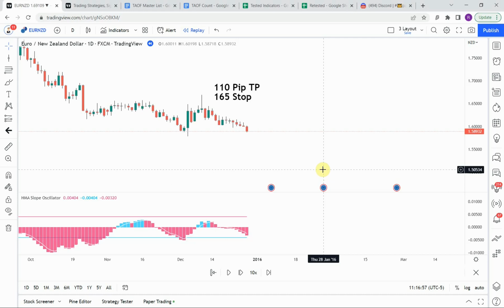Today we will be testing the HMA slope oscillator indicator.